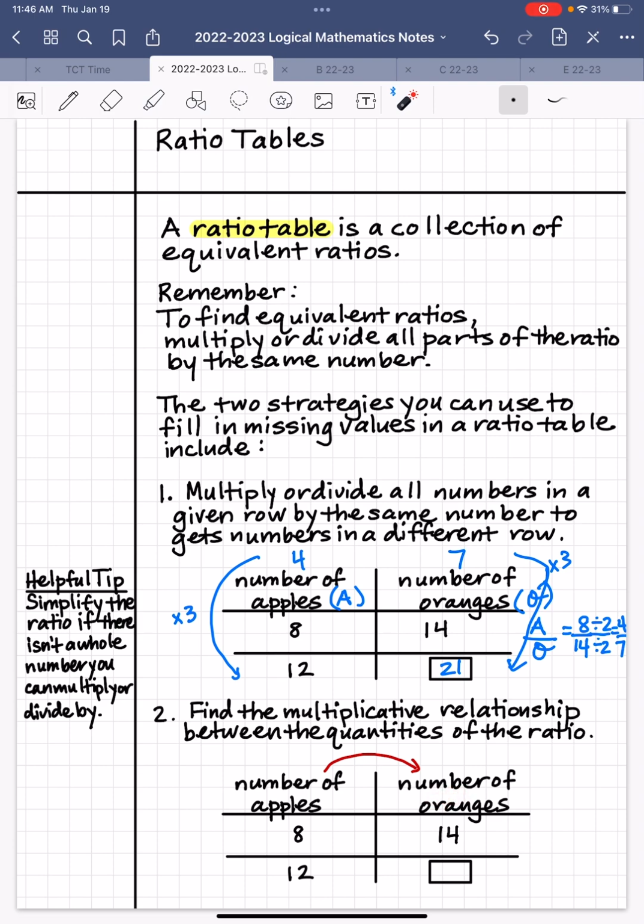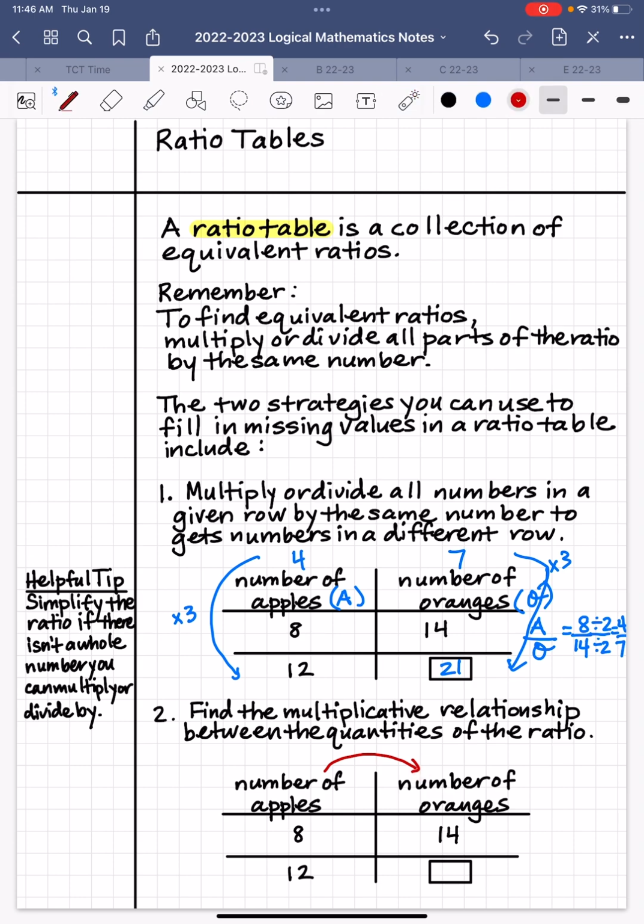So I want to figure out what I can either multiply or divide the number of apples by to get the number of oranges. And why am I going in this direction? Because I'm missing the number of oranges right here. So whatever you want to get to, that's what you're drawing your arrow towards.